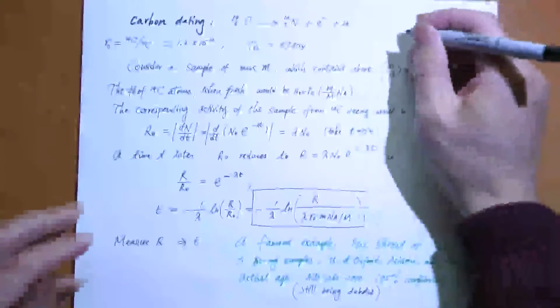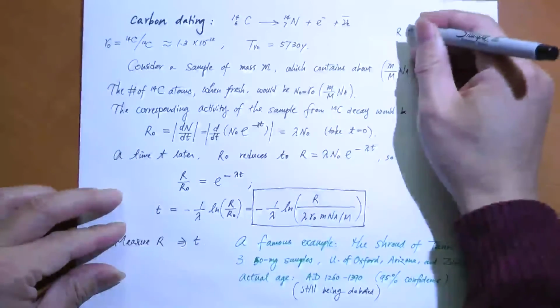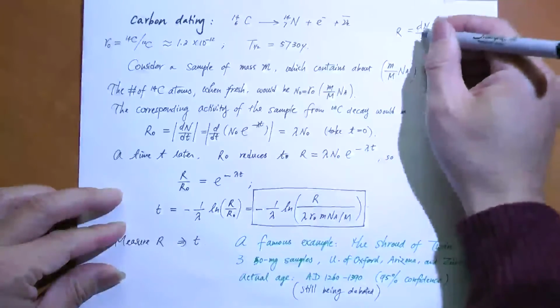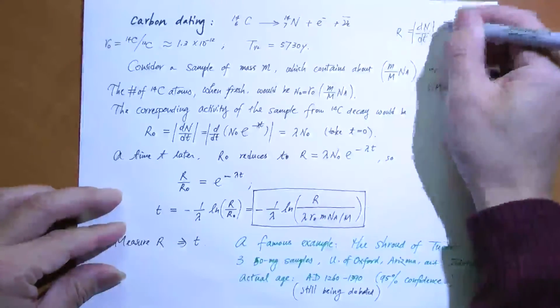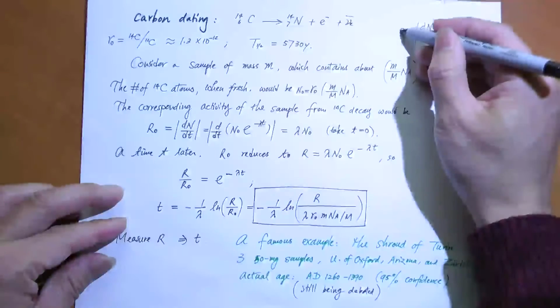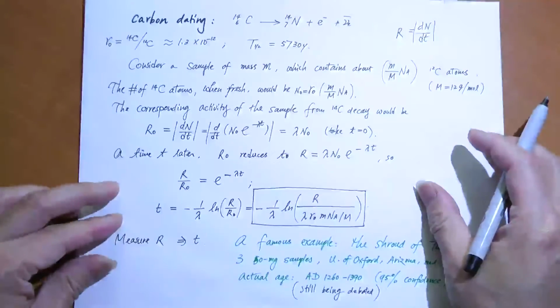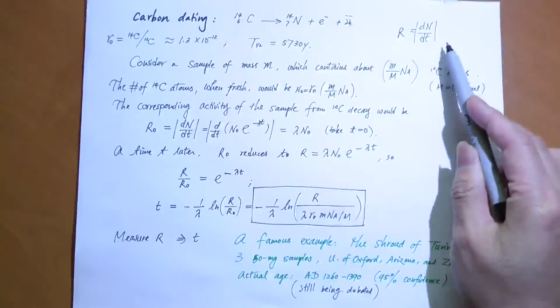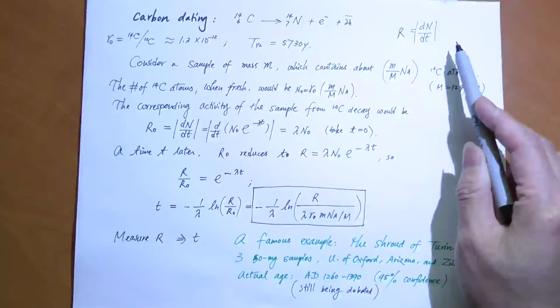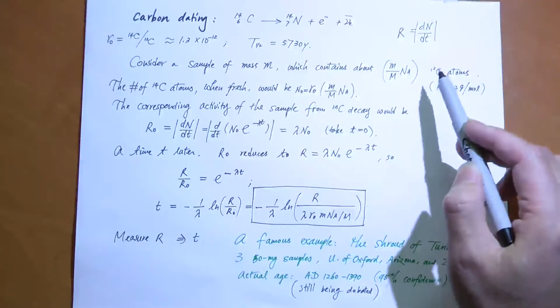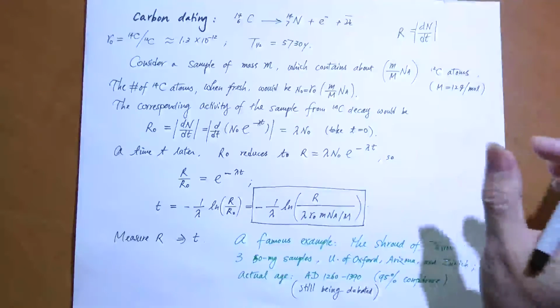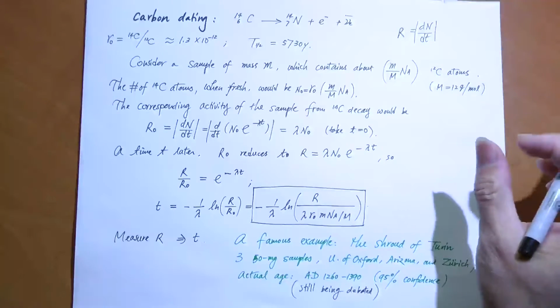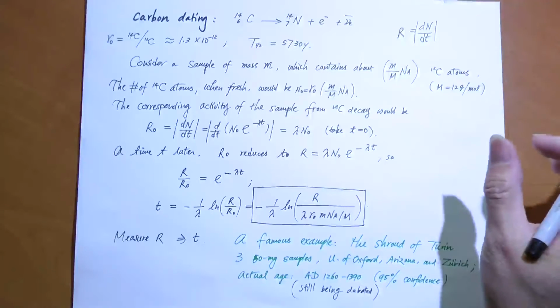What's activity? R. R is given by the absolute value of dN/dt, the rate at which reaction takes place, right? We saw that in a previous lecture. That's the definition called activity. So how do we use this idea to do radiocarbon dating? That is, we found a piece of material, ancient material, several thousand years old. We want to determine exactly how old it is.